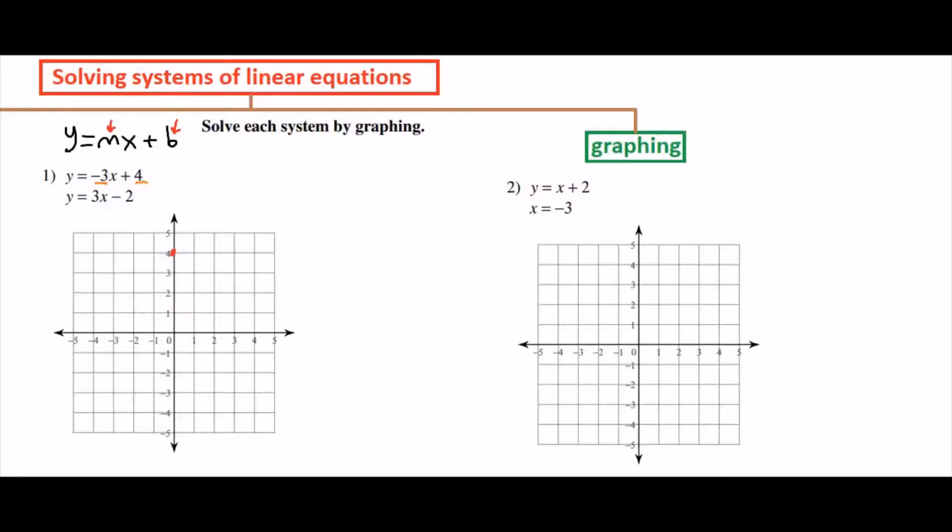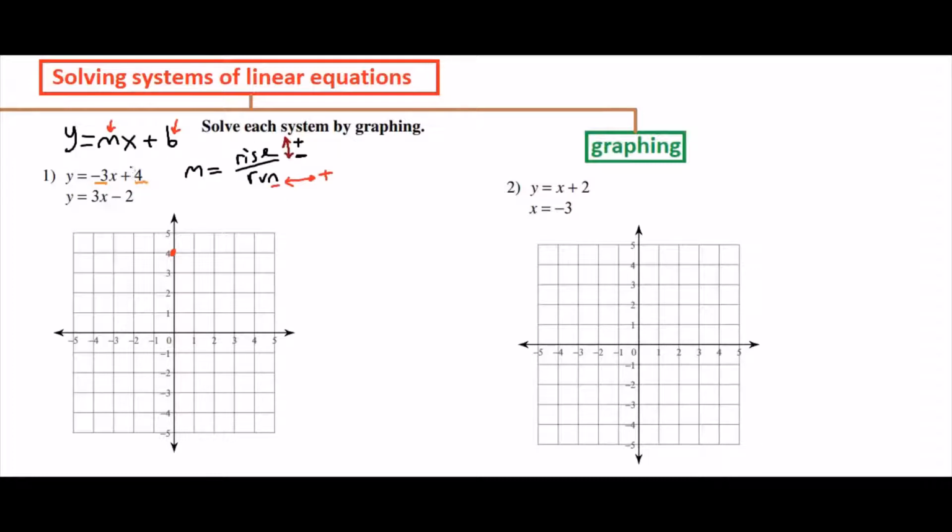Our slope is negative 3. Slope is rise over run. Rise means upness or downness. If you go up, it is positive, and if you go down, it is a negative number. And run is the rightness or leftness. If you go right, it is a positive number, and if you go left, it is a negative number.